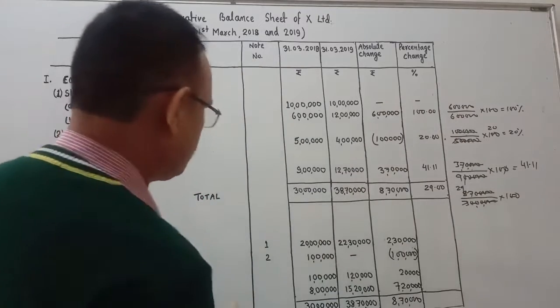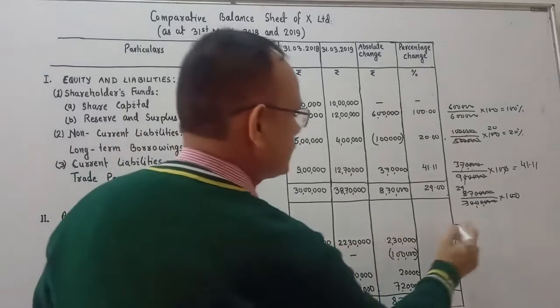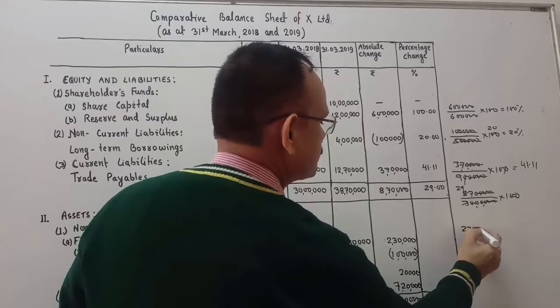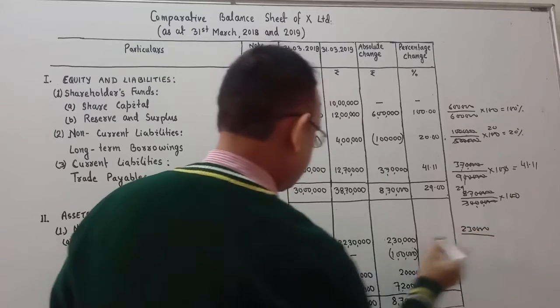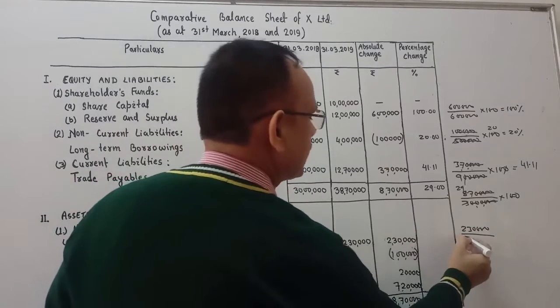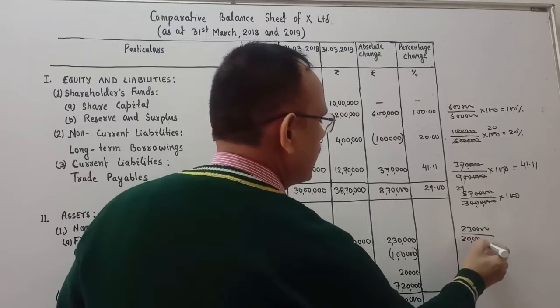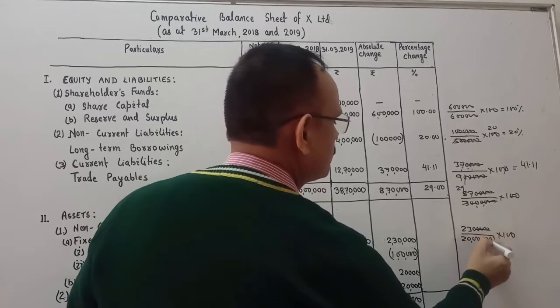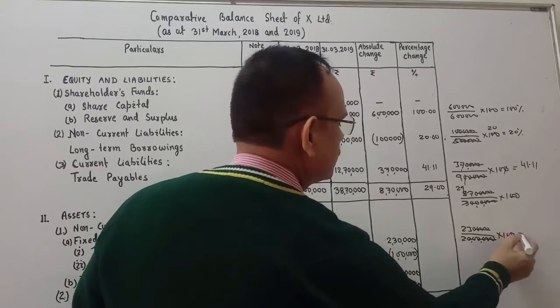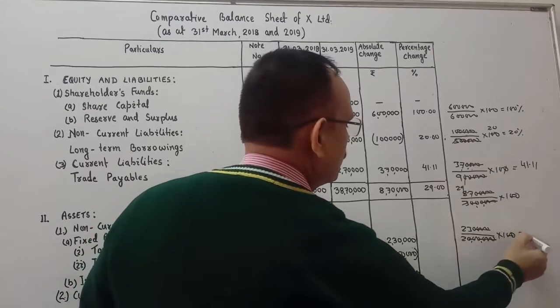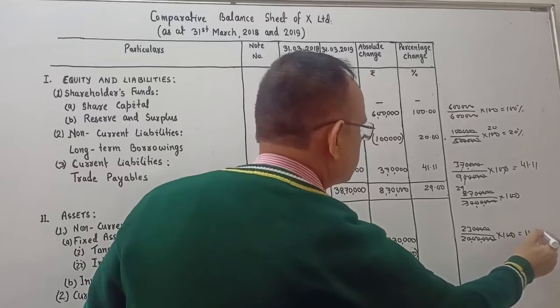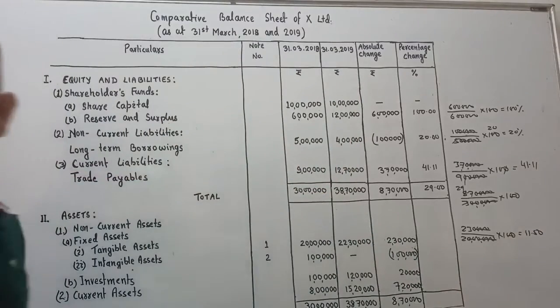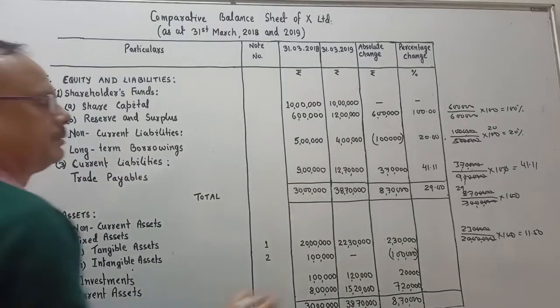Okay. Now come to over here. Absolute change is 2,30,000 upon the previous year figure of 20 lakhs, into 100. So it is 11.50%.